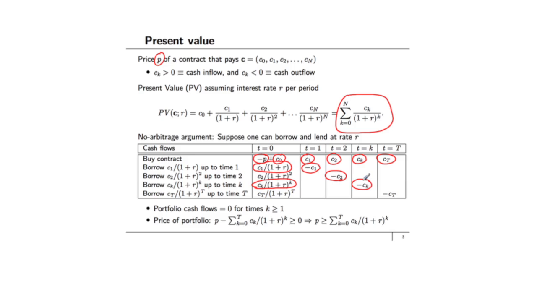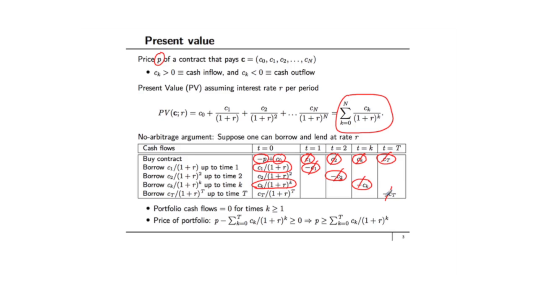And what you notice by doing this construction is that the cash flows at all future times cancel out exactly. So the portfolio's cash flows for all time k equal to 1, 2, 3, up to capital T turn out to be 0. And the weak no arbitrage condition then tells me that the price that I would have had to pay for constructing this portfolio at time t equal to 0 must be greater than or equal to 0. All future cash flows are greater than or equal to 0. Therefore, the price at time t equal to 0 must be greater than or equal to 0.